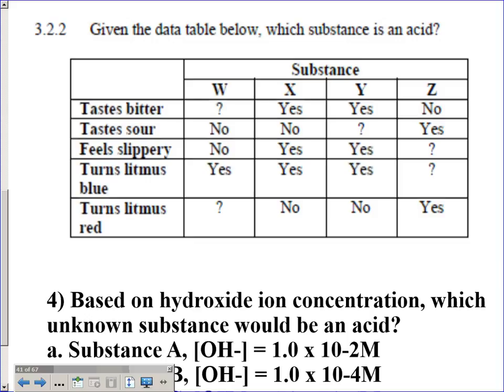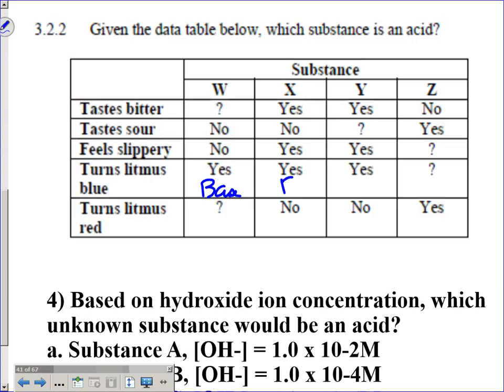Nick, tell me individually, go W, X, Y, and Z, and tell me yay or nay, and why or why not. W is not. Because it turns litmus, and that's an indication of a base, right? Okay. What else? X? For X, basically X and Y turn the paper blue.